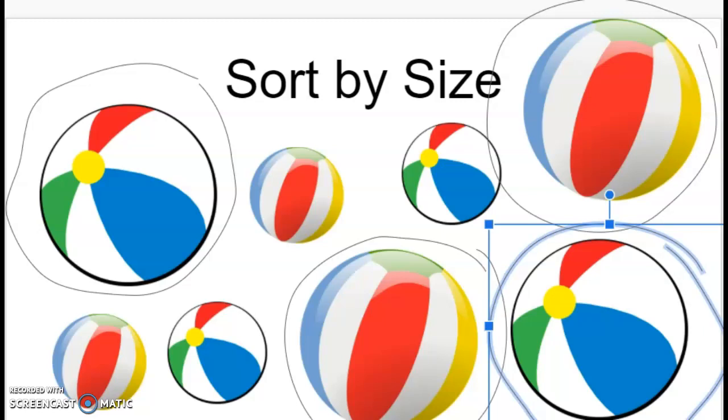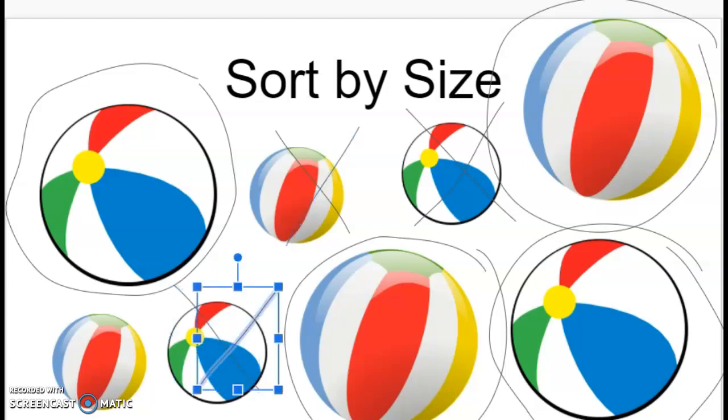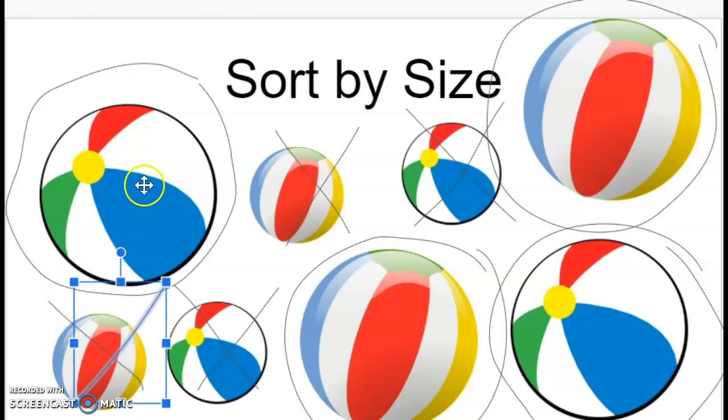Okay? So I've got this one is big, this one's big, this one's big, and now I'm going to put X's on the ones that are small. Can you see more that are small? Good. So then I might count them to see. So I have 1, 2, 3, 4 that are big, and I have 1, 2, 3, 4 that are small.